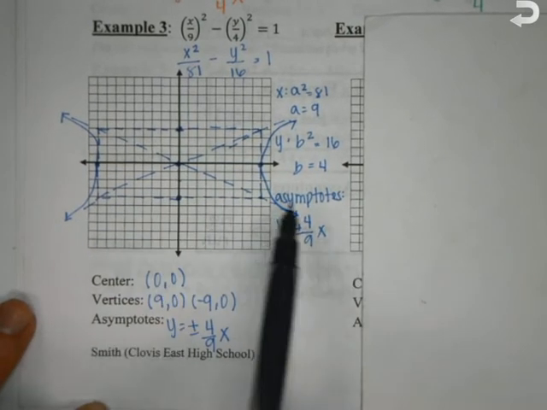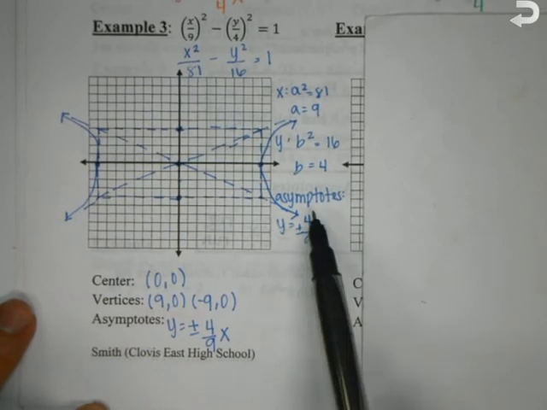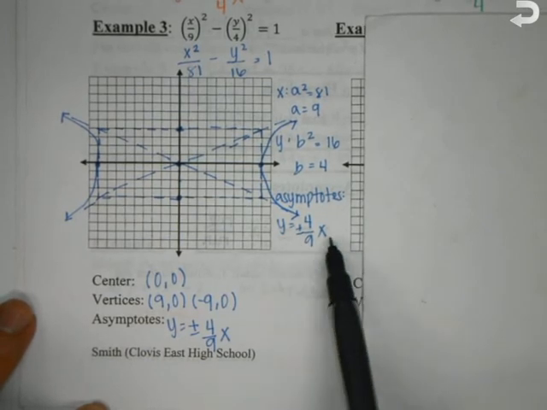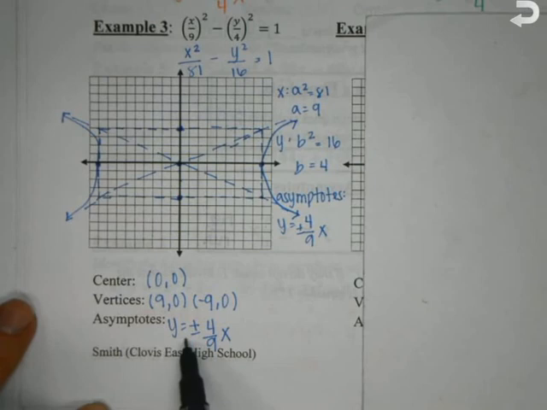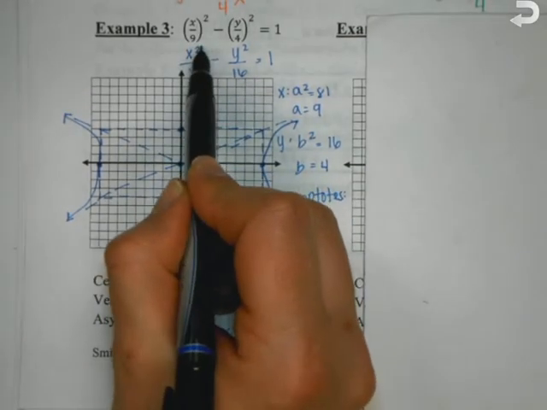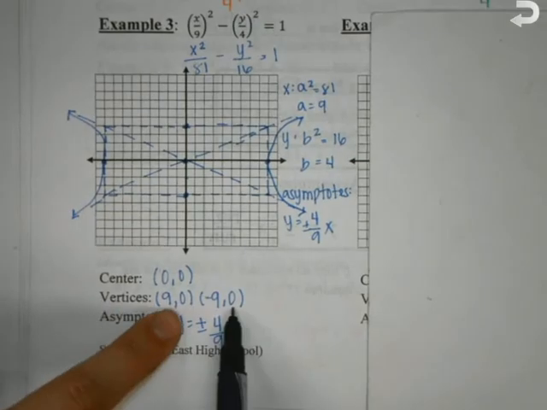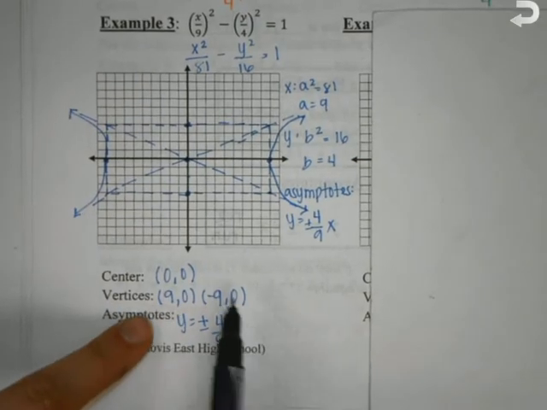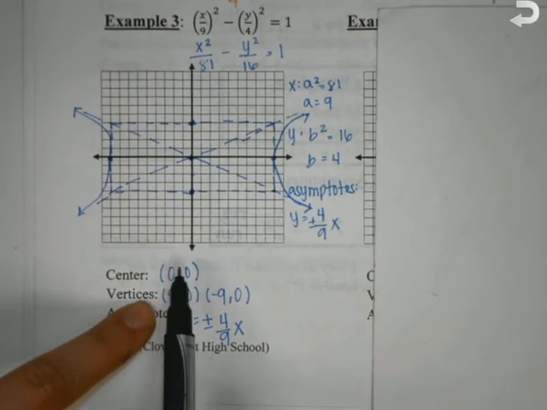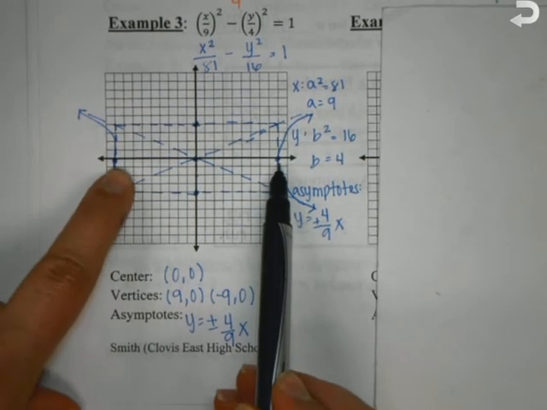My vertices, because x came first, my vertices are on the x-axis, so y does not change for each of those. 0 plus 9 gives me 9, 0 minus 9 gives me negative 9, and that makes sense because that's where these 2 points are. So because x was first, they're going side to side, so as close to the asymptotes as I could get, I drew my hyperbola going side to side.